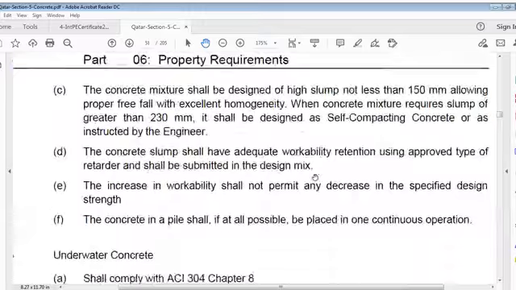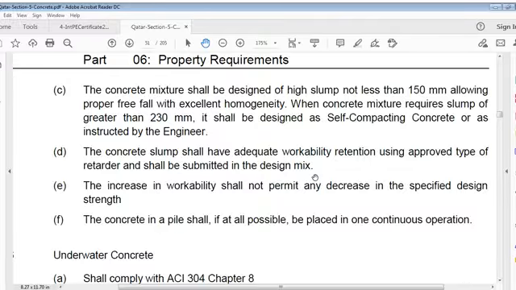Concrete mixture shall be designed of high slump, not less than 150 mm, allowing proper free fall with excellent homogeneity. When concrete mixture requires slump of greater than 230 mm, it shall be designed as self-compacting concrete or as instructed by the engineer in charge.